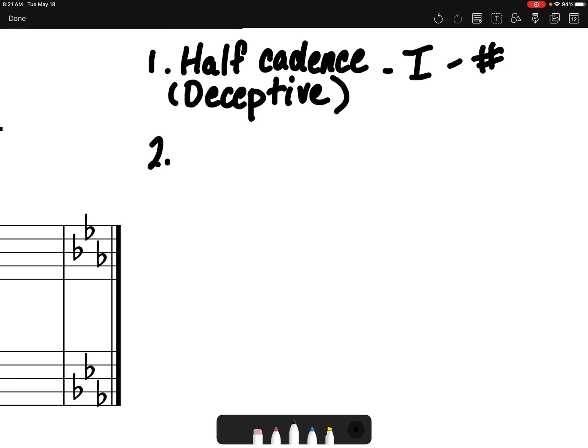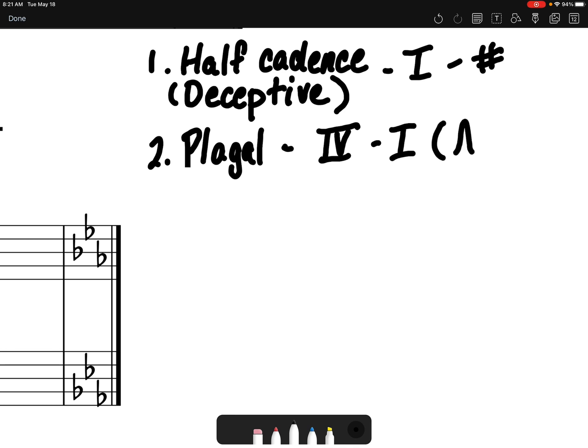The second is going to be a plagal cadence. And that is when we go 4-1. So anytime it ends with 4-1, it's also known as the Amen cadence. If you've ever gone to church, it's what is at the end of your hymns.